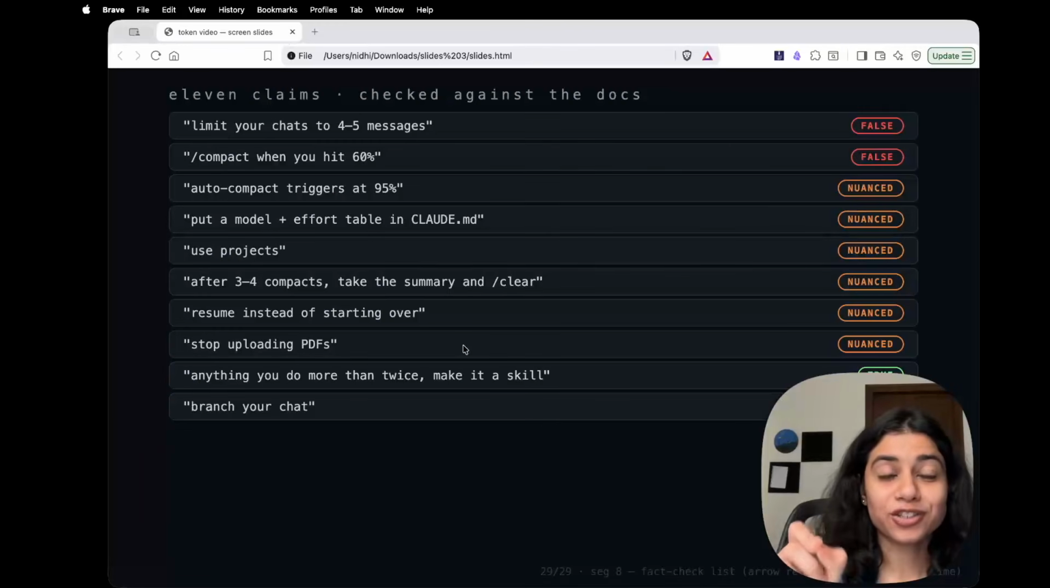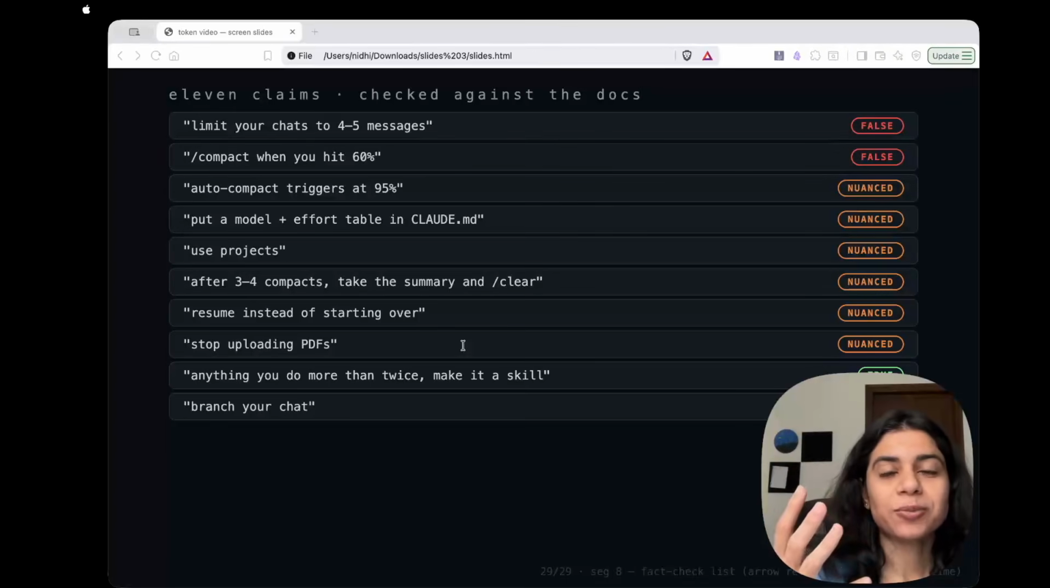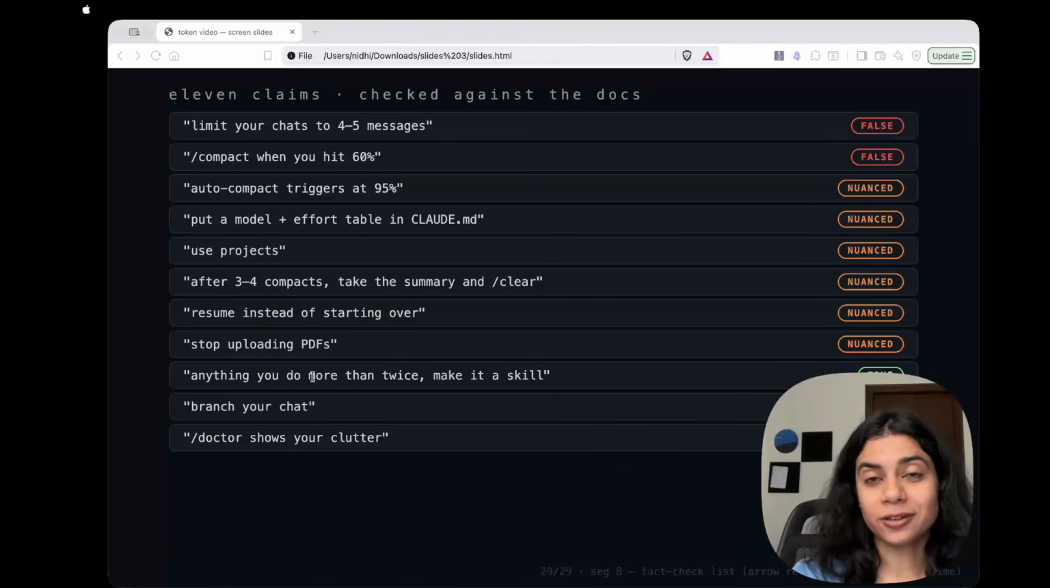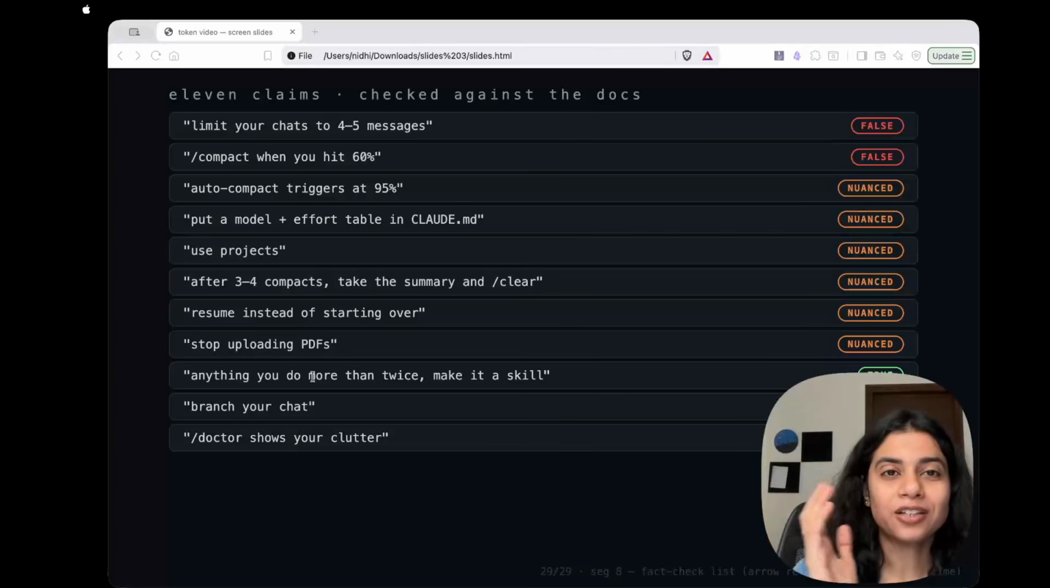Next up, branch your chat. Well, that is true. And they don't talk about the cache bonus that we mentioned that they get from the parent. Slash doctor shows your clutter. Well, this is absolutely true, and this is something that you should definitely try in your Claude Code to see what it can clean up for you.